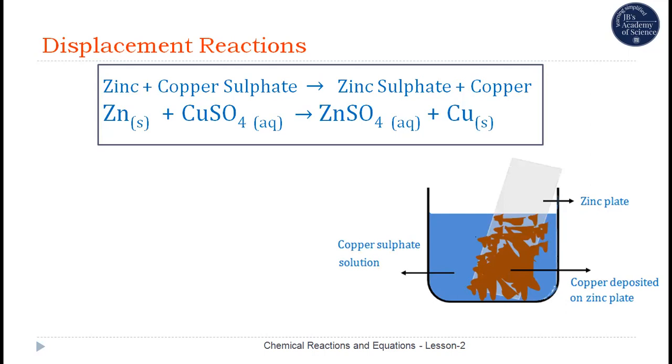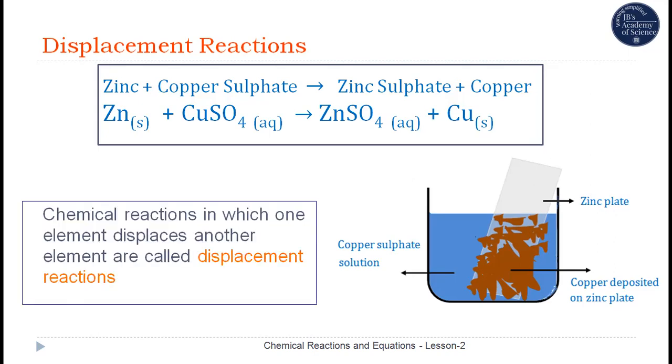So what is happening during this reaction? Zinc reacts with copper sulfate and displaces copper from the solution and it becomes zinc sulfate. So copper will be displaced by zinc. Such type of reactions are called displacement reactions. Here Zn plus CuSO4 gives ZnSO4 plus Cu. Copper is displaced by zinc. So chemical reactions in which one element displaces another element are called displacement reactions.